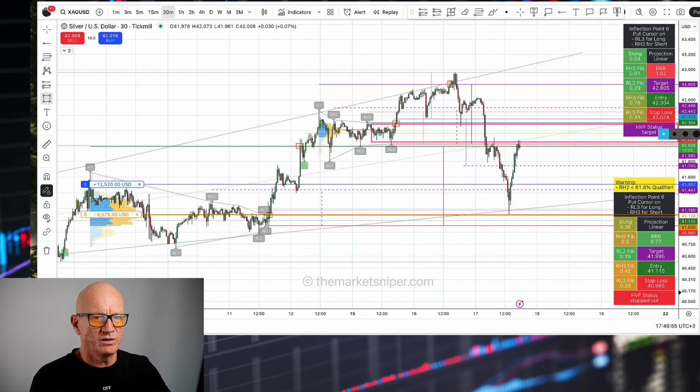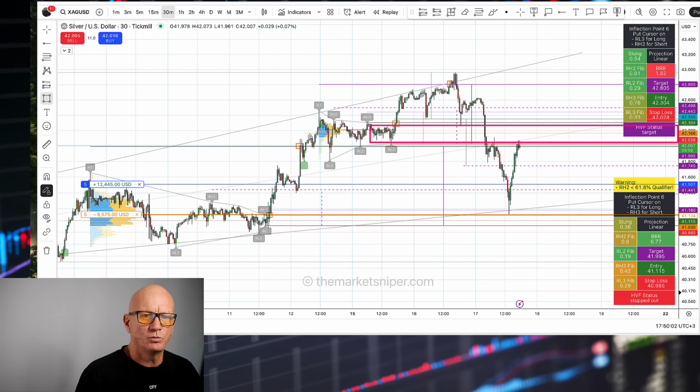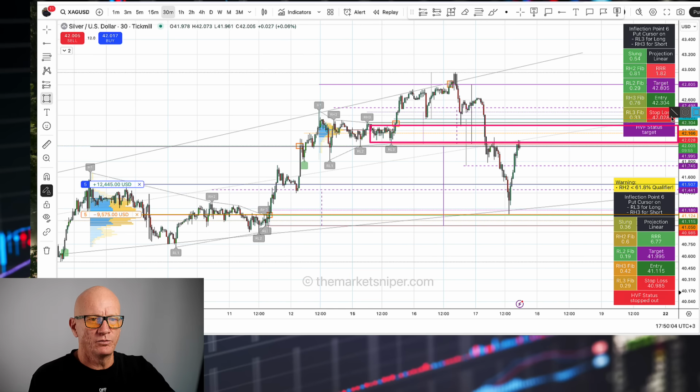Over there, we can go a bit thicker, actually. So you're getting some support there. You get a weaker rally, which is in the form of a rising wedge.